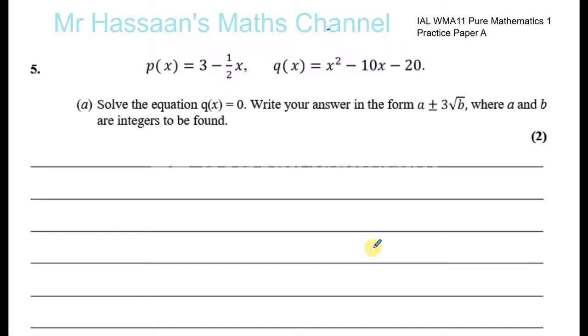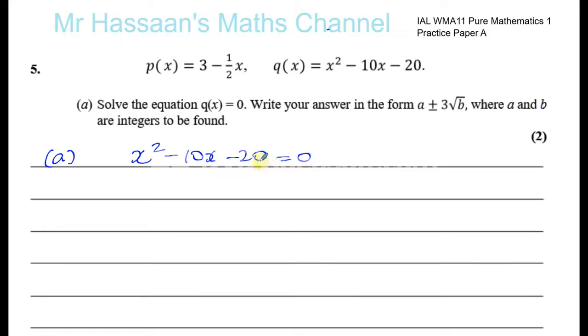Okay, for number 5 from the practice paper A, International A-Level P1 paper, we're given two equations. One of them is a linear, one of them is a quadratic. Part A is asking us to solve the quadratic equation, which is x squared minus 10x minus 20 equals 0. Okay, q of x equals 0.